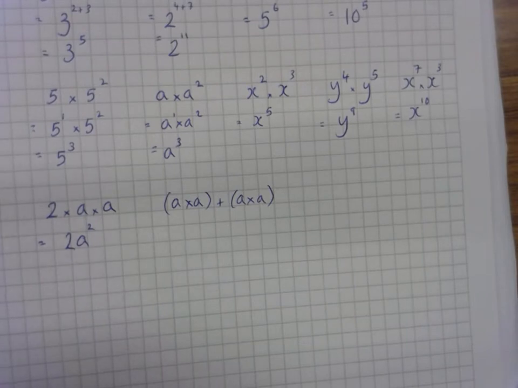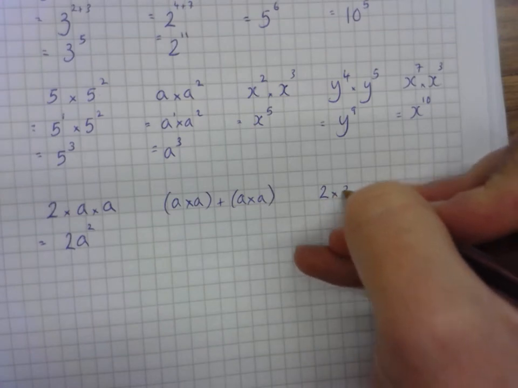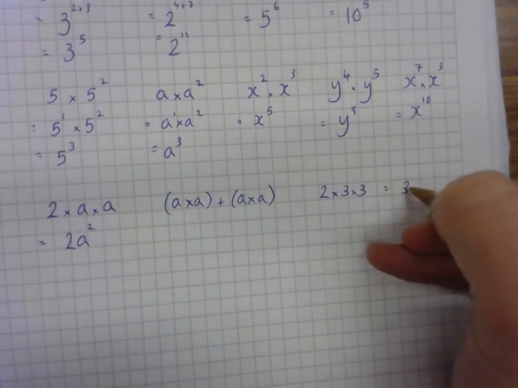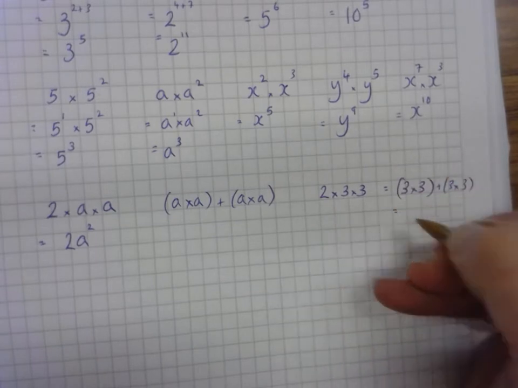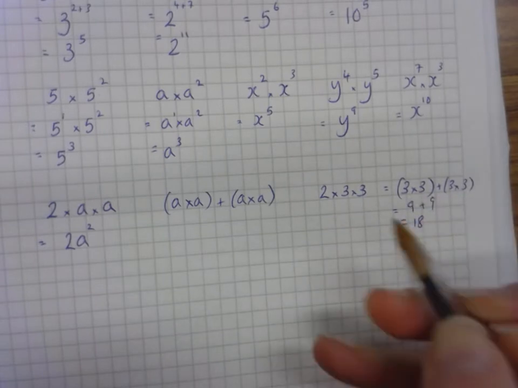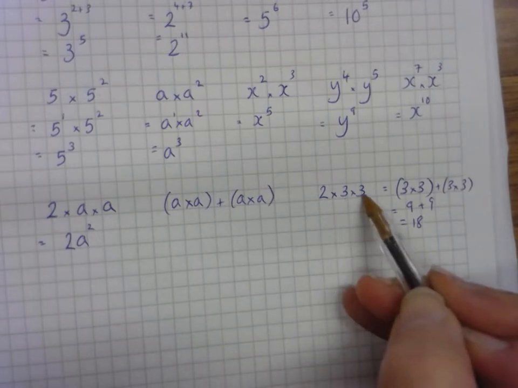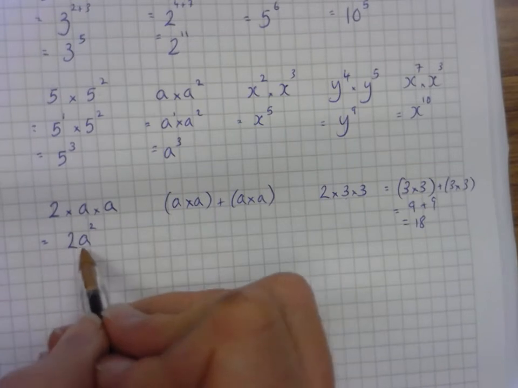Let's take it with numbers, it might be easier to see. 2 by 3 by 3 would mean 2 lots of 3 times 3, which would be 9 plus 9, which would be 18. 2 by 3 is 6, by 3 is 18, or 3 by 3 is 9, by 2 is 18. Okay, so 2 by a is 2a squared.